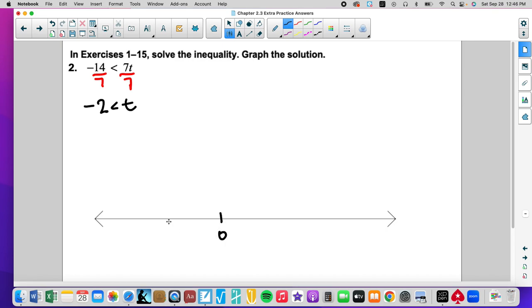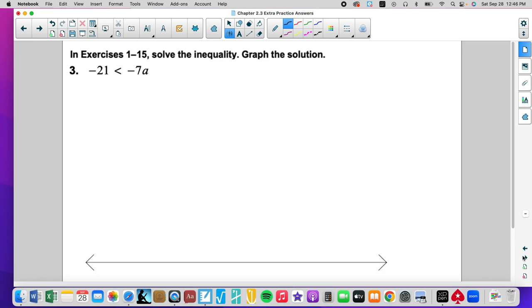So I do 0, I do -2. It doesn't have an equal sign, so it's going to be an open circle, not including the border. And then if I want to rewrite it, t is greater than -2. That helps me know which way I'm graphing. So this is an interesting thing.